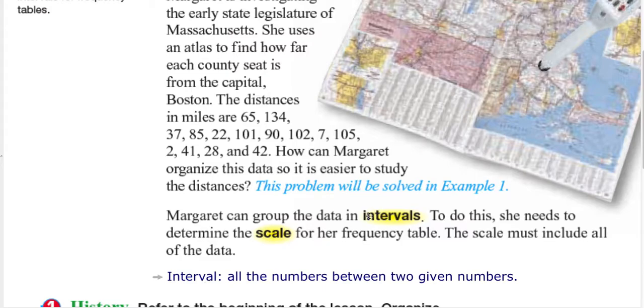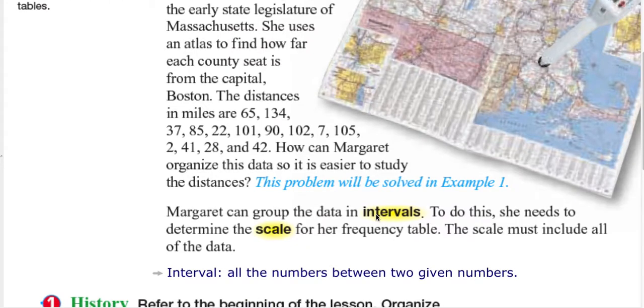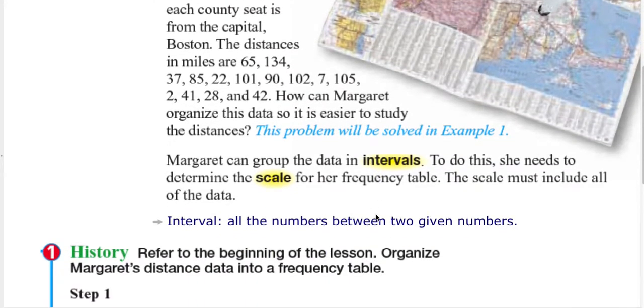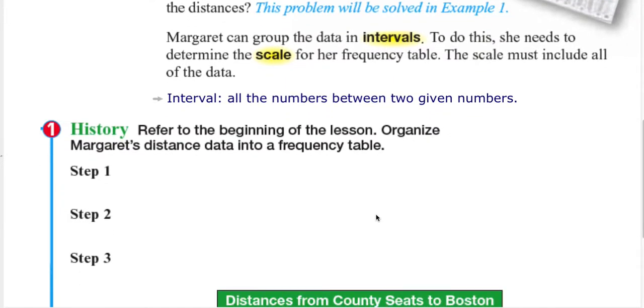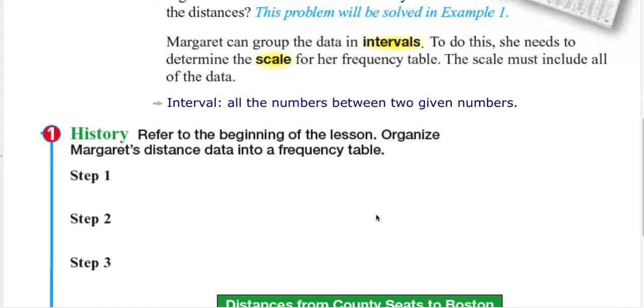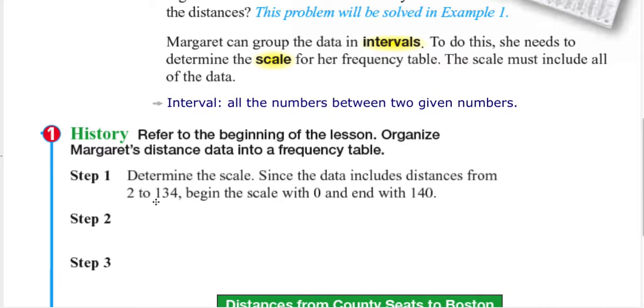We'll analyze that definition further in example 1. Let's take a look at example 1 and see how we can solve Margaret's problem. Referring to the beginning of the lesson, organize Margaret's distance data into a frequency table. Step number 1: determine the scale. Since the data includes distances from 2 to 134, begin with 0 and end with 140.